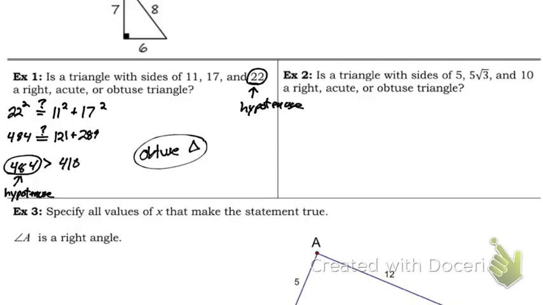It's an obtuse triangle. But make sure you're tracking where your hypotenuse is all along. In fact, I circle it a lot of times just like this, so I don't accidentally go 484 is greater than 410. It's acute because 410 is less than 484. Make sure you know where your hypotenuse is.